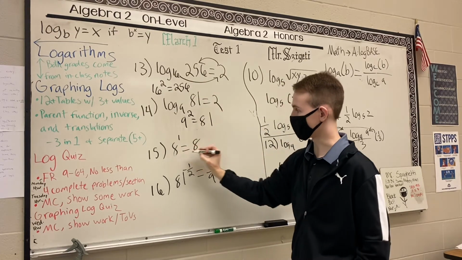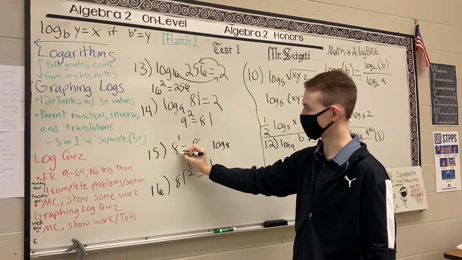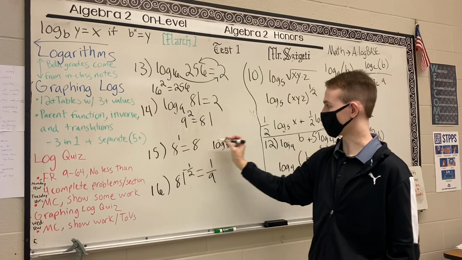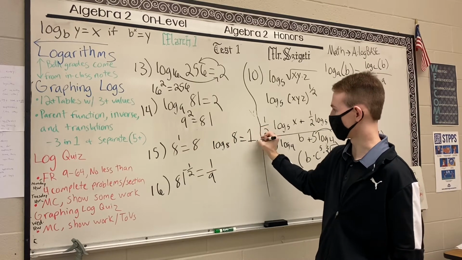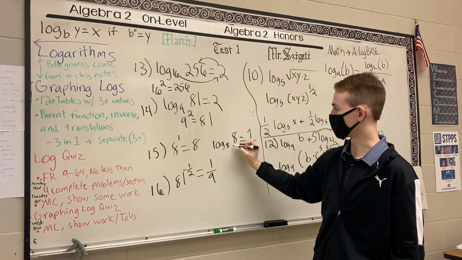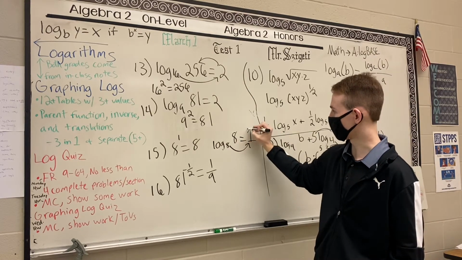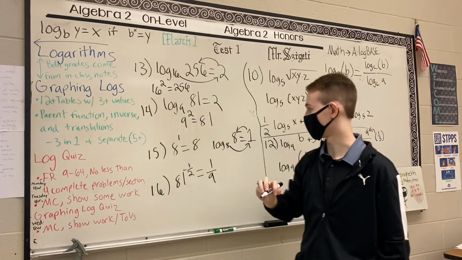So base 8, so log base 8, that's our base, it's equal to 8. So the only way that that happens is if it's to the first power. So again, it meets up with what we did from the previous problem. So 8 to the first power gives us 8. It also meets our definition of logarithms up there.